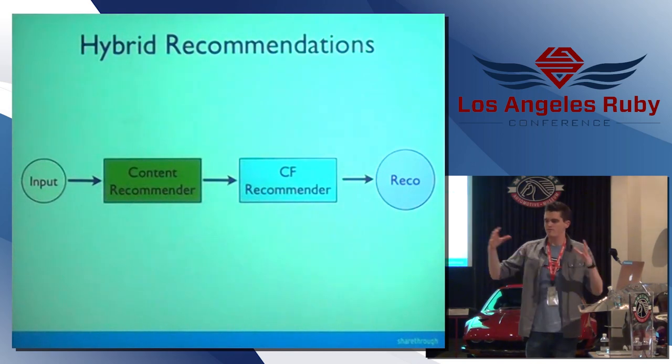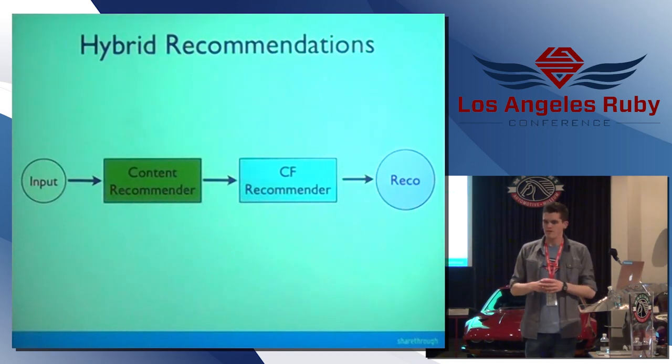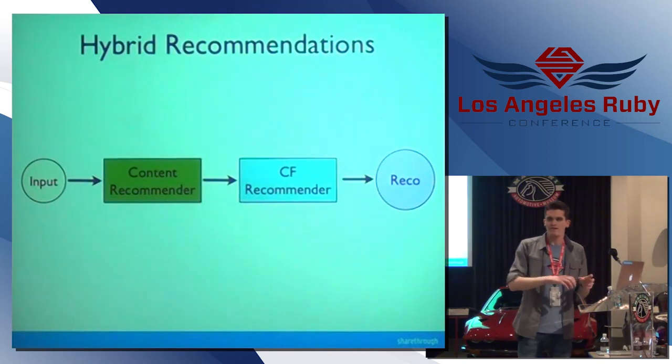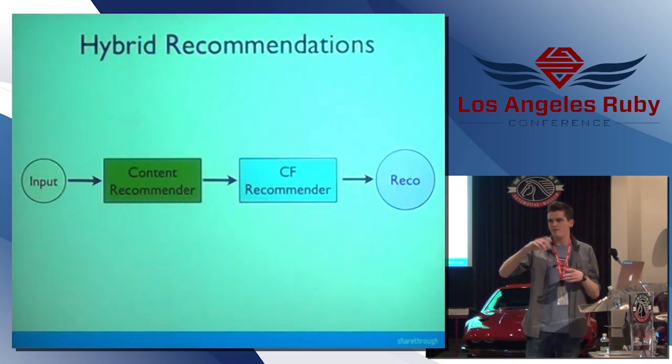Rather than having tons of videos, what I do is I group the videos into categories, right? This is action-adventure, this is comedy, and then I feed that into my user-based collaborative filtering. So now rather than it being user one, video two, video three, it's just user one action-adventure, user one comedy.